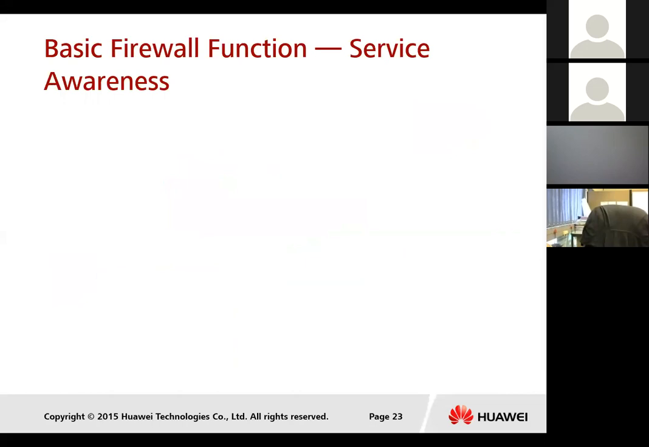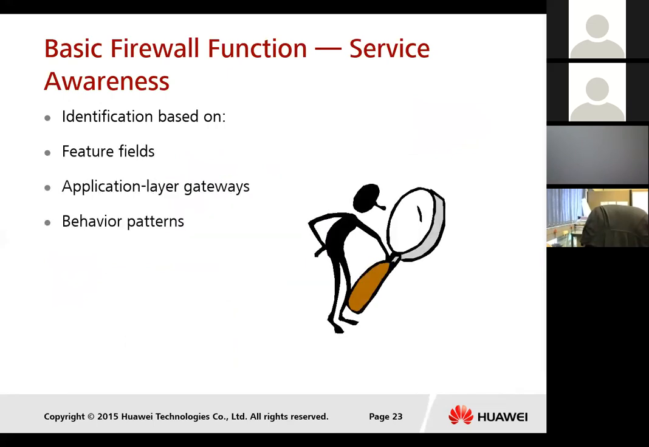And for the basic firewall function, there is service awareness. So how do they know what service you are using? They can identify based on the features field, application layer gateway, and the behavior pattern. So under the SA, service awareness, they go up to layer 7. Throughout layer 7, I will be able to know what type of application you are using and what type of behavior pattern the user has. They're able to have a wide variety of protocol signatures around the internet. So they're going to keep track of what applications the user has been performing.